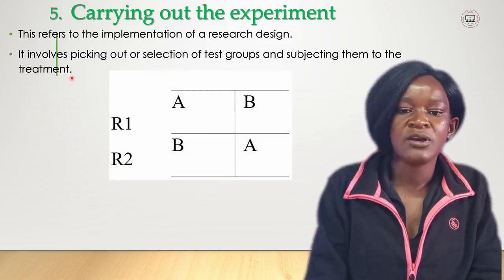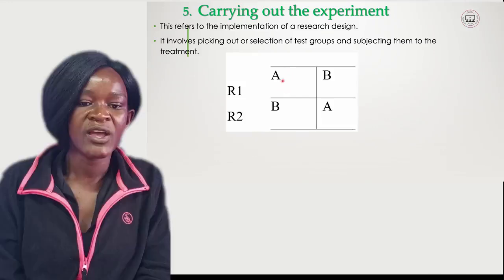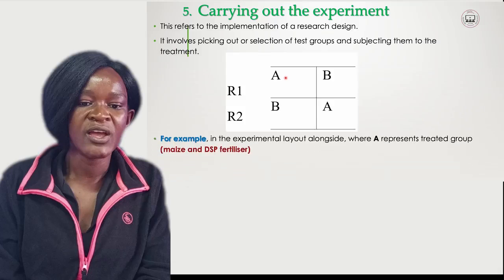For example, there is a table there with an indication of A, B, then B, A. Then there is also R1, R2. Where it is indicating A, that's the first plot. Where it is indicating B, that's the second plot. But A, in our case, is representing the test group.